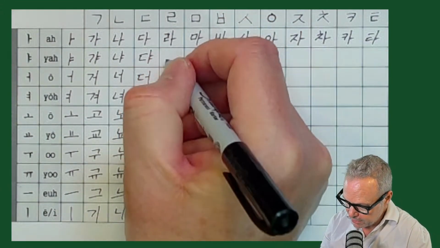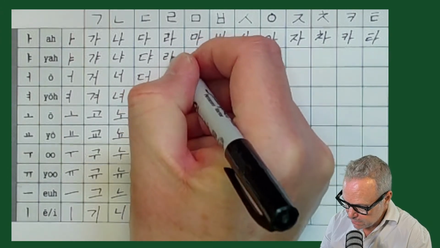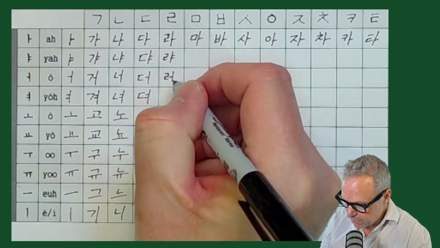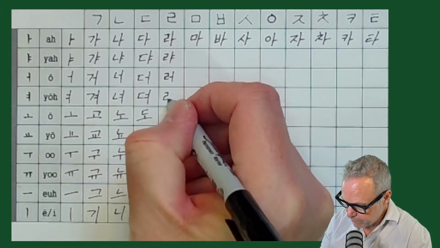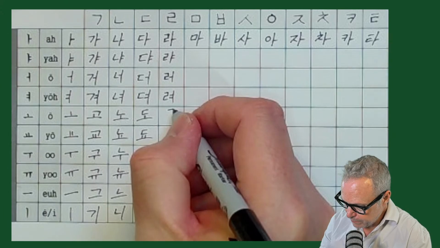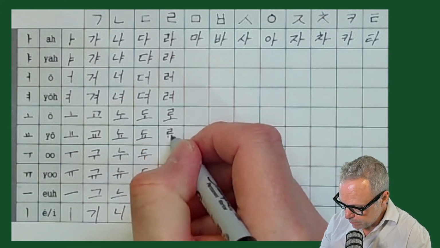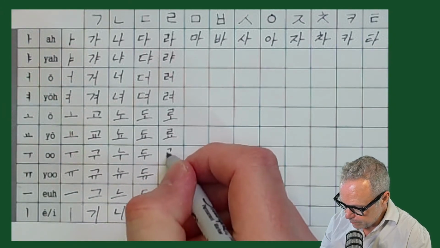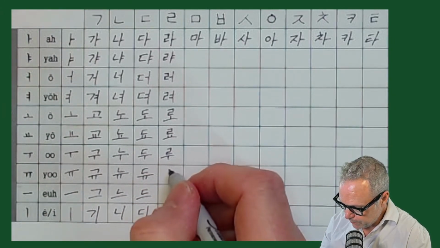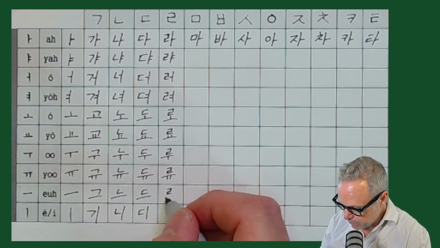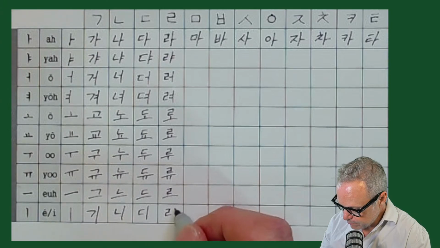Okay, so Ra, Rya, Ro, Ryo, Ru, Ryu, R, Ri.